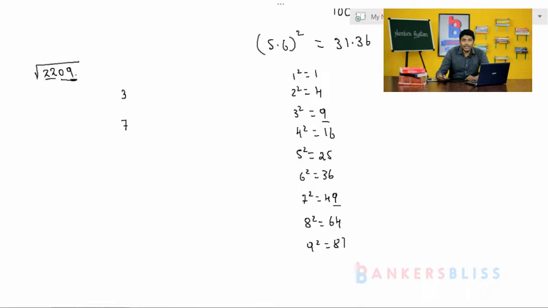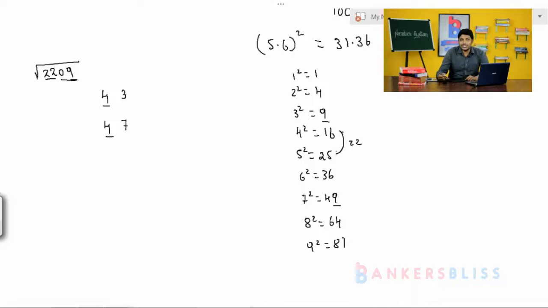Next, 22. 22 comes between what two numbers? Between 4 square and 5 square, the 22 is going to come. Means the answer should be 43 or 47. But how to decide whether it is 43 or 47? We have identified the 10th digit. The 10th digit is 4 because 22 comes between 16 and 25.